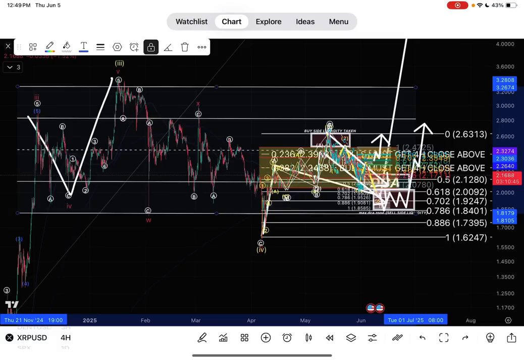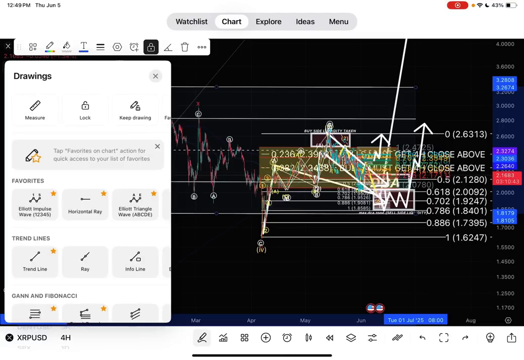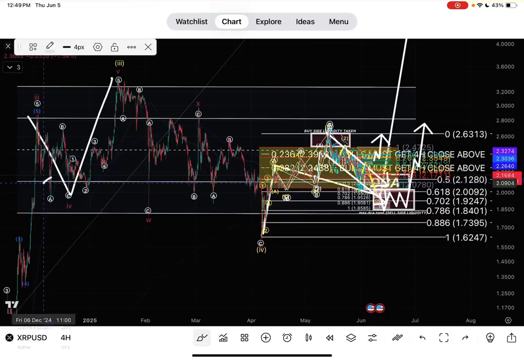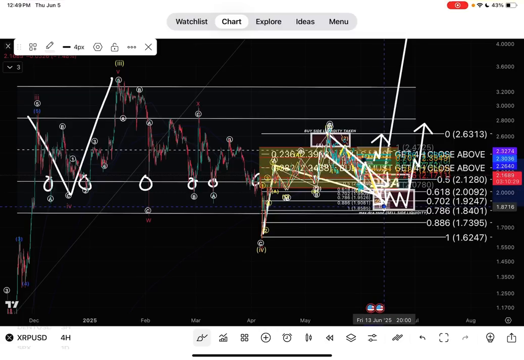You see this range? See how many times we've tested it as support? So if we actually did come down here, right? But you may see one more flush below it, just over here.